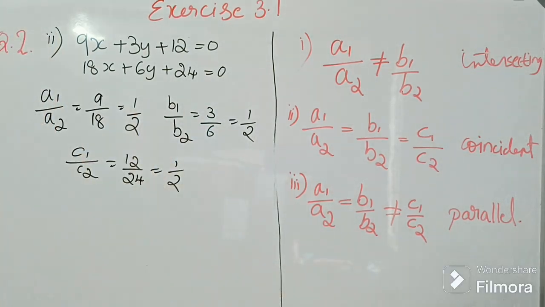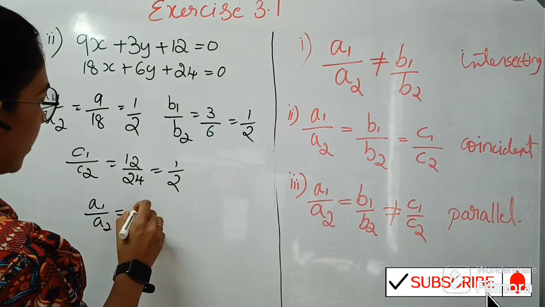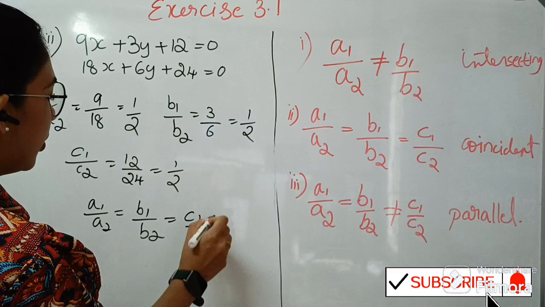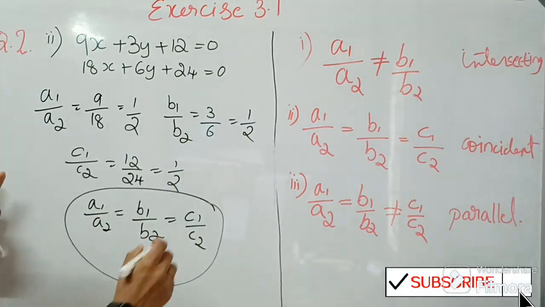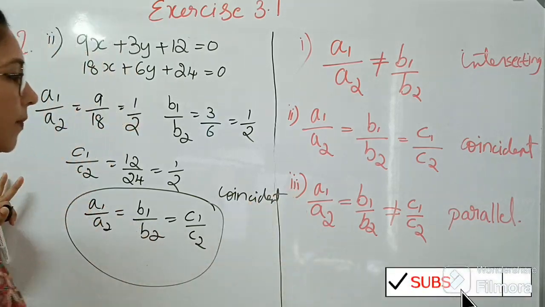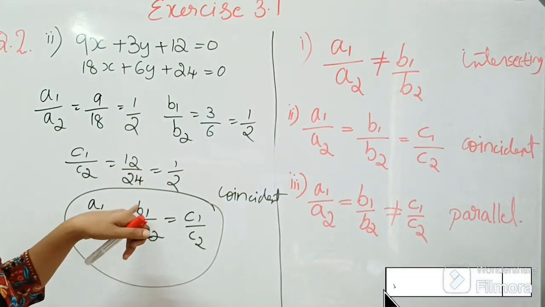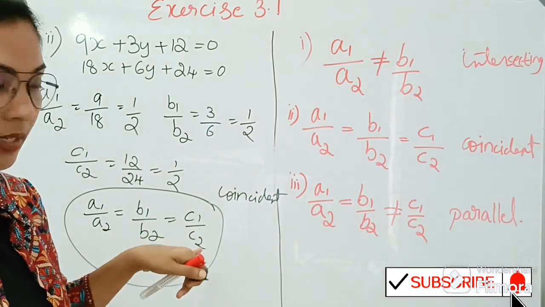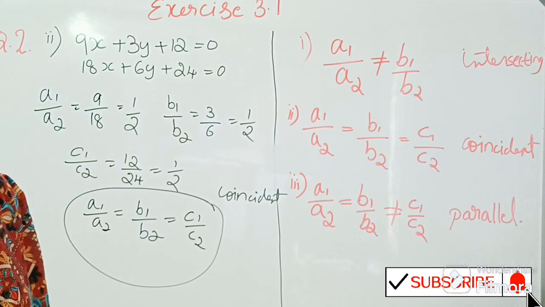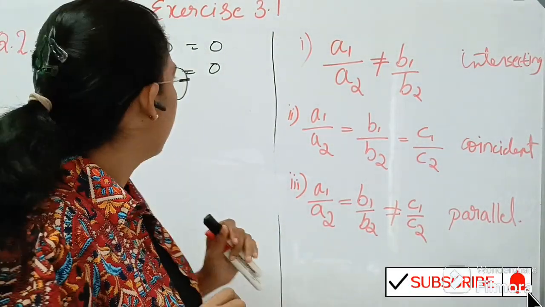From all these, we can conclude that a1 by a2 is equal to b1 by b2 is equal to c1 by c2. Hence, we can conclude that this is a coincident line. The equation satisfies the relation a1 by a2 is equal to b1 by b2 is equal to c1 by c2, so this is a coincident line. Okay. So, moving to the third question.